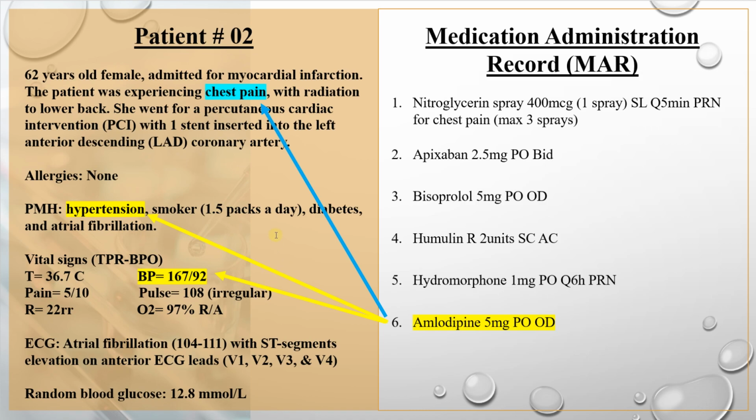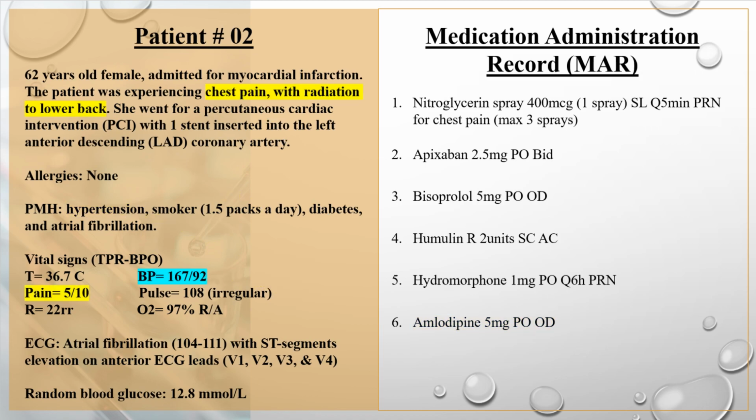Very good. If you've chosen amlodipine, then you're correct. Amlodipine, as a calcium channel blocker, is going to decrease the blood pressure of the patient, and it's going to be used to treat hypertension. And again, it will have a secondary effect on relieving chest pain for this patient because the heart is working less strenuously. Okay, very good.